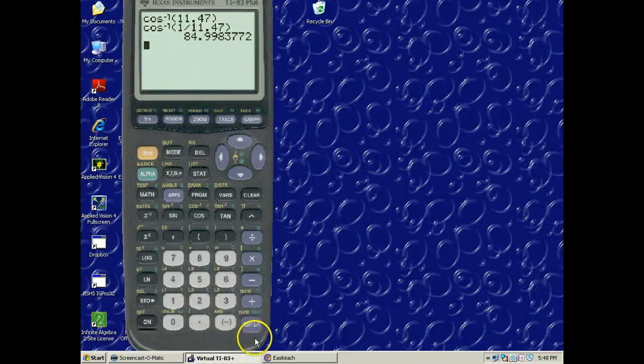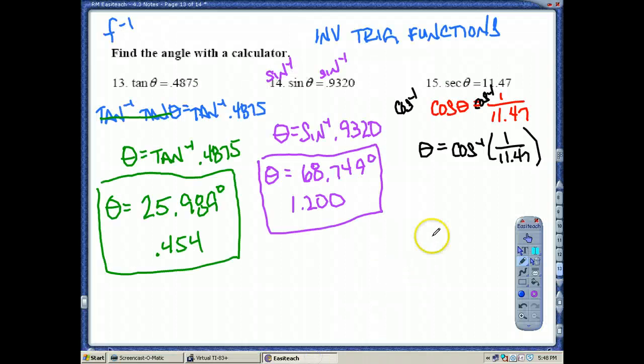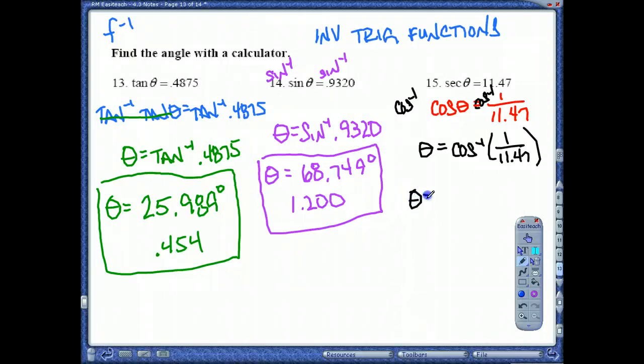So we've got 84.998 degrees, multiply by pi, divide by 180 to find the radian measure. So I get 1.484. Be careful of your rounding. Rounding does matter. Okay, so we have our angle in degrees and radians.